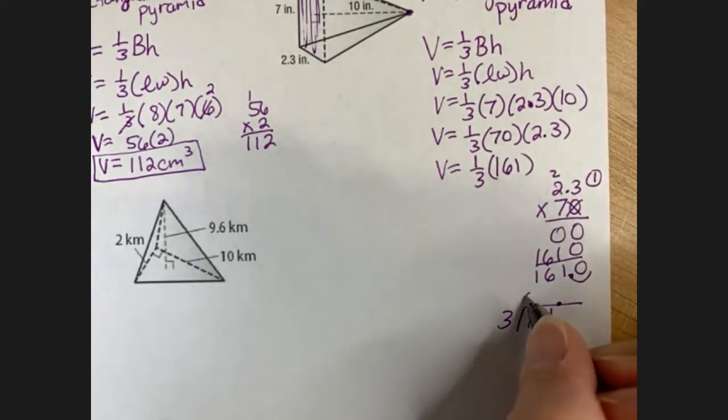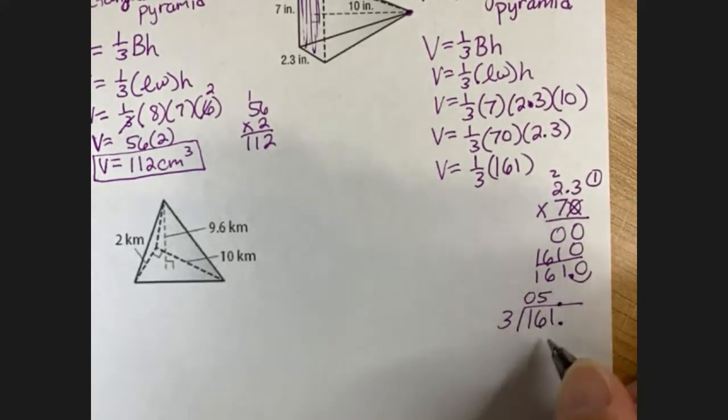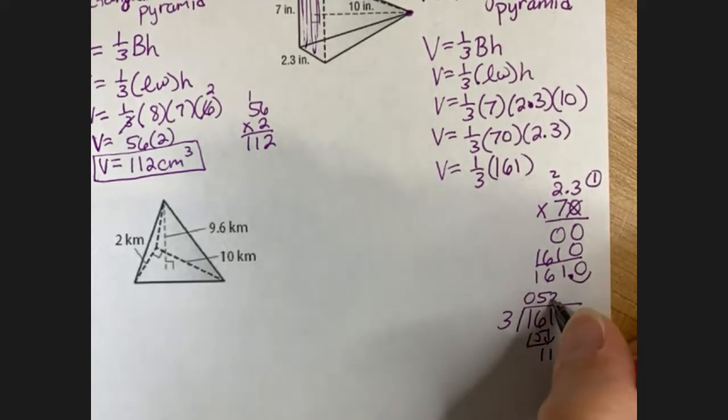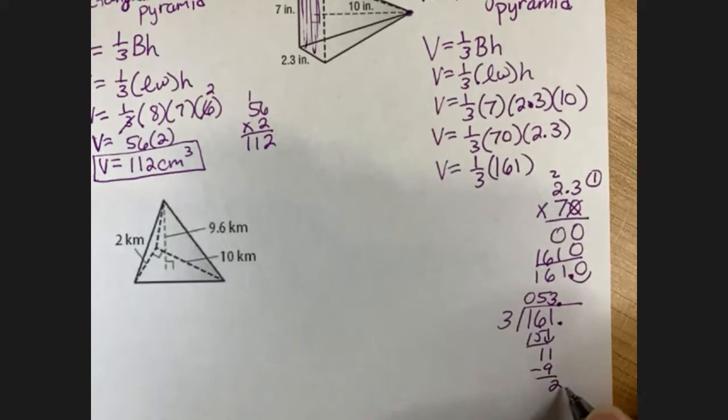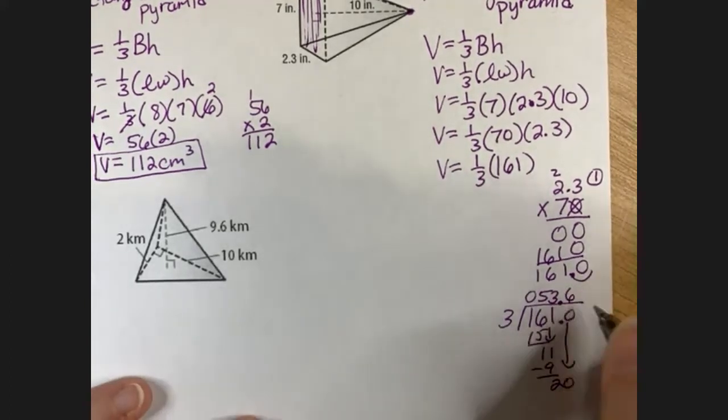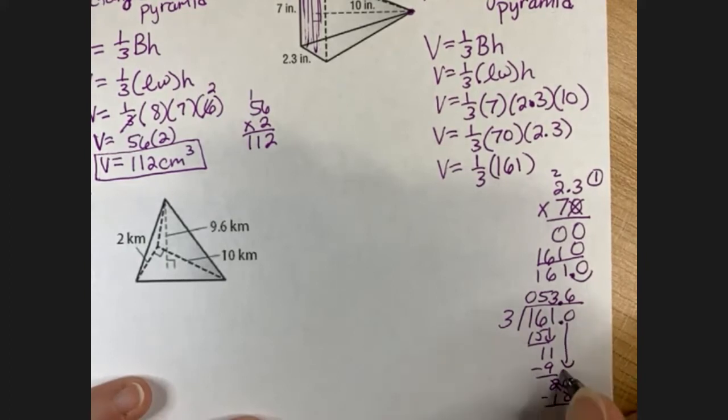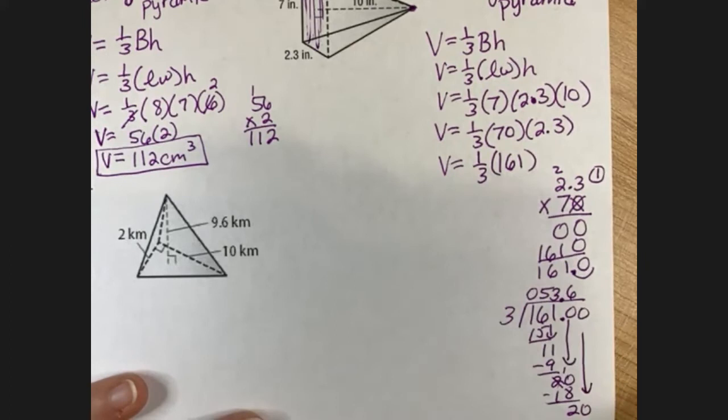3 does not go into 1, it goes into 16 5 times, which is 15. I get 1. Bring down the 1 to make 11. 3 times 3 is 9. I get a 2, and I bring it down. 3 goes into 20 6 times, which is 18. And this is an ugly repeater. It just keeps going on and on and on.